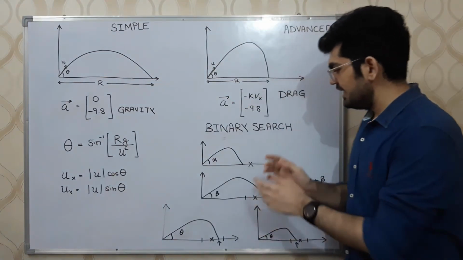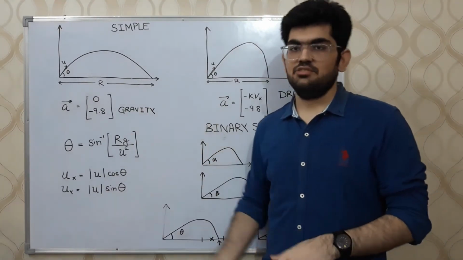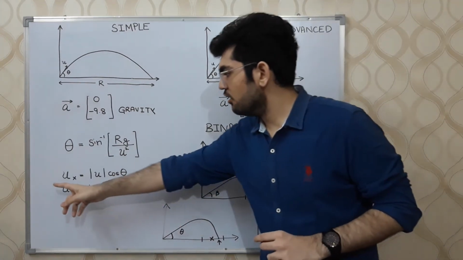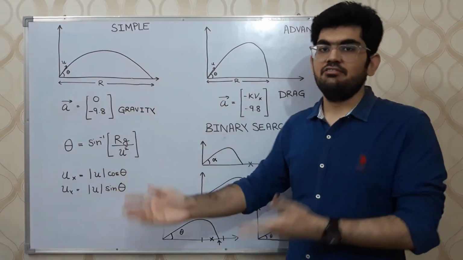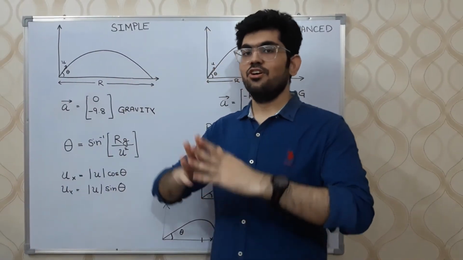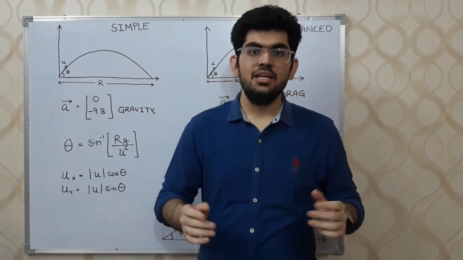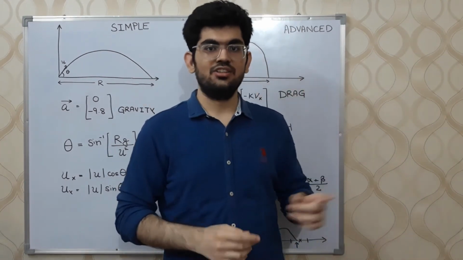Now, after we have converged to an optimal value of theta, we can, as we did in the simple case, calculate the horizontal and the vertical velocity and assign it to the projectile that we are going to send. Alright, so this was all for the explanation of the complete AI algorithm. Now let's see how we have implemented all of this AI in the code. So let's get to it.